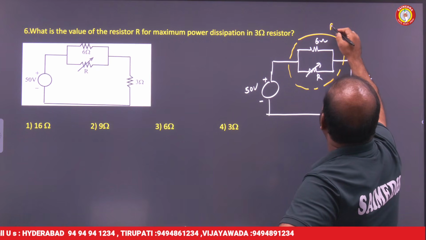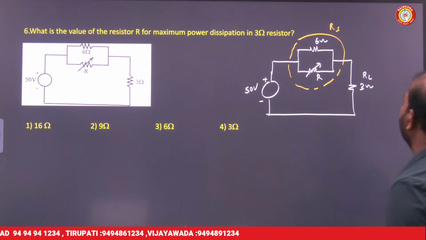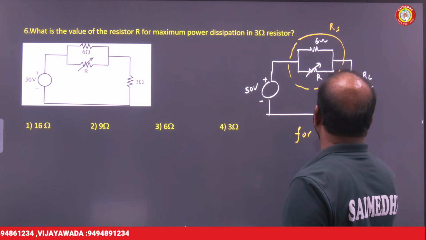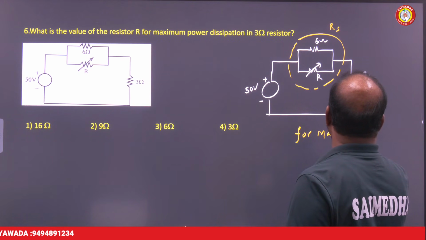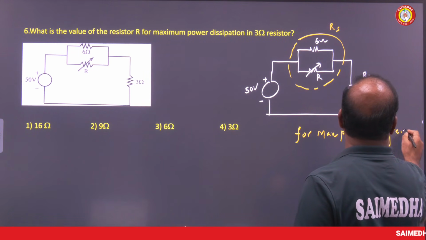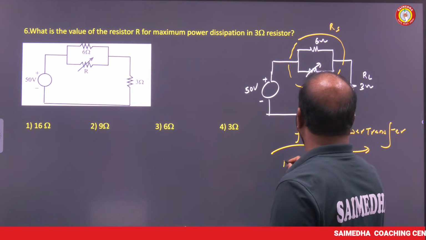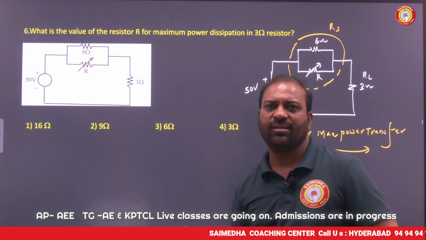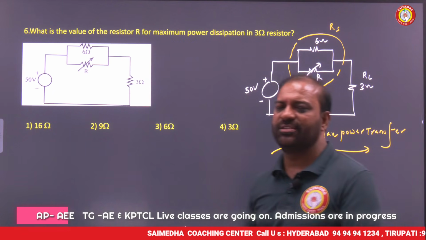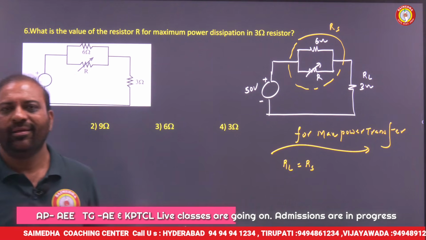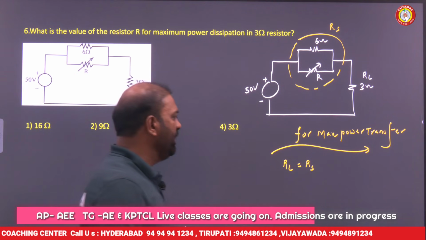For maximum power transfer, the equivalent resistance of this parallel section is RS. Load resistance must be equal to source resistance. When load resistance is equal to Thevenin's equivalent resistance, or source resistance, then only maximum power will be delivered to the load.